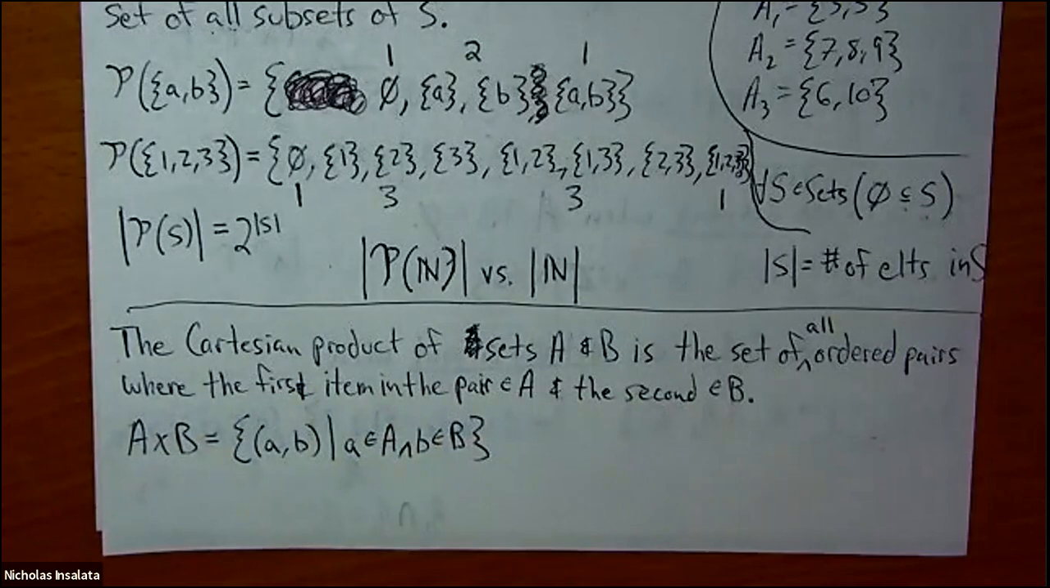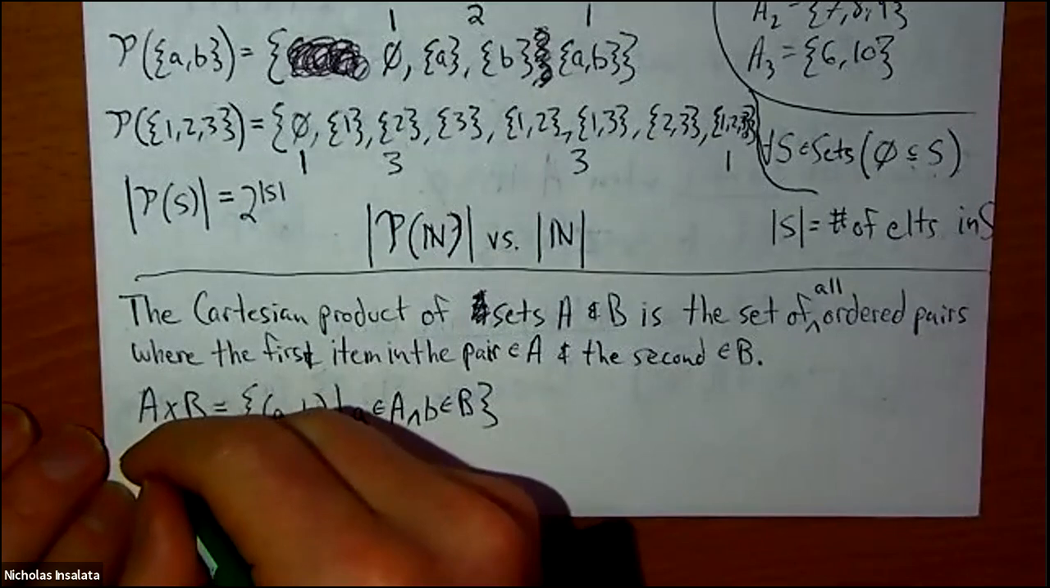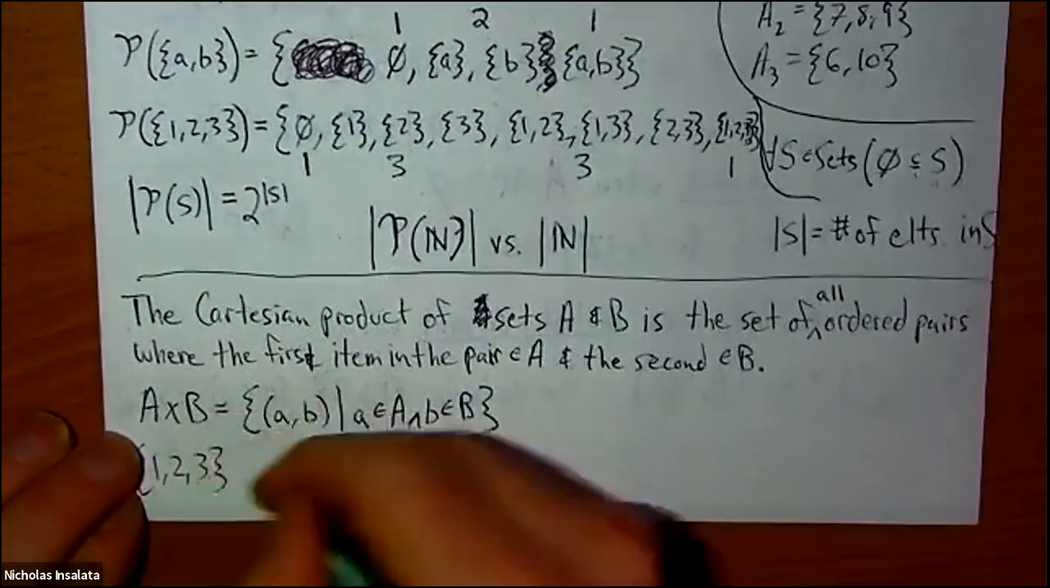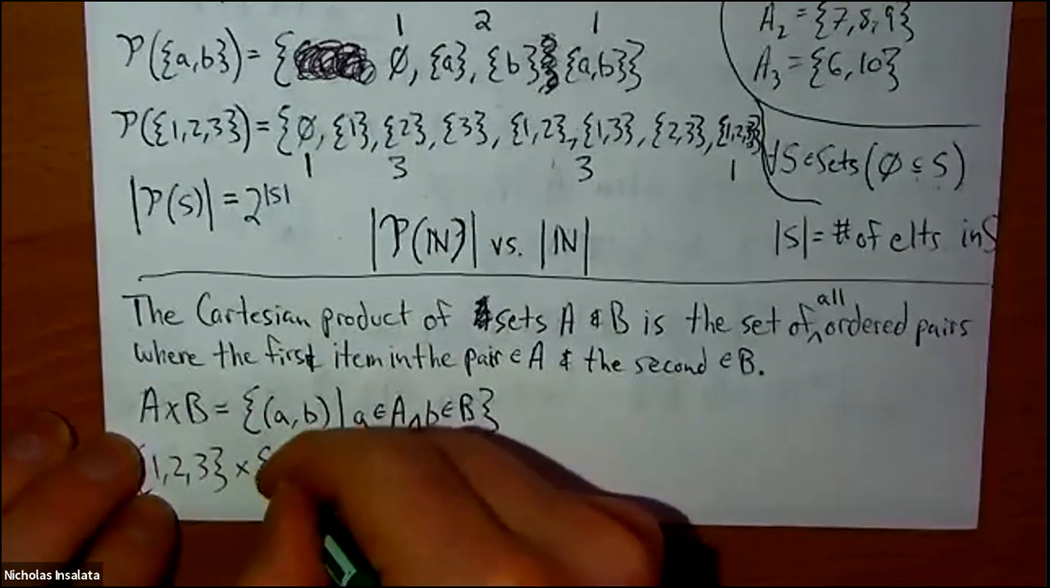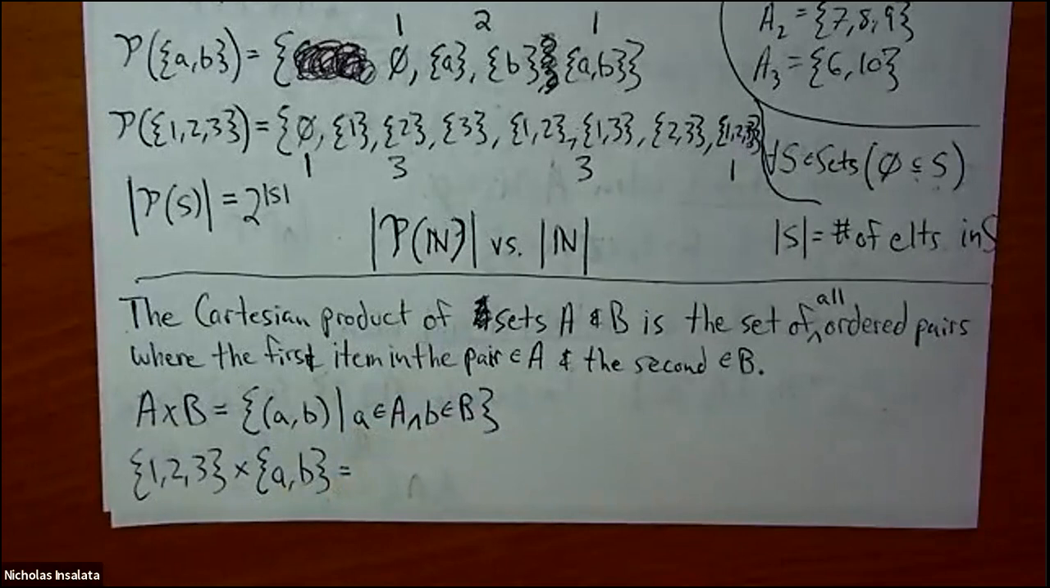Okay, so let's do an example. So let's say I have {1, 2, 3} cross {A, B}. So what do you guys think?